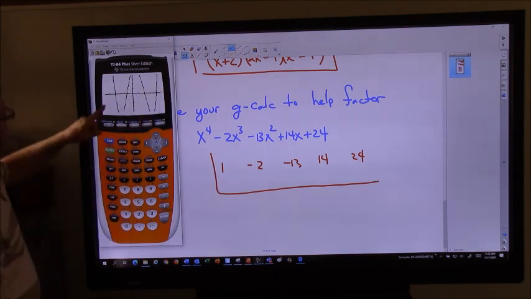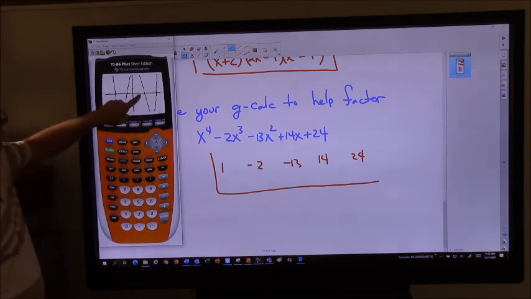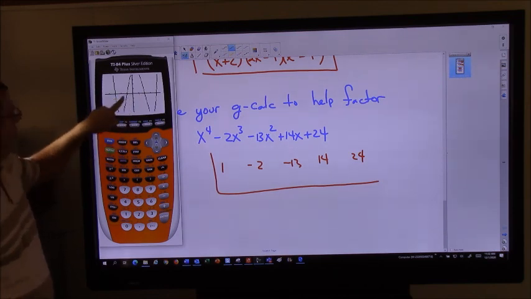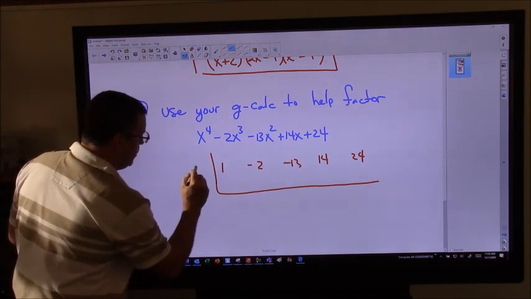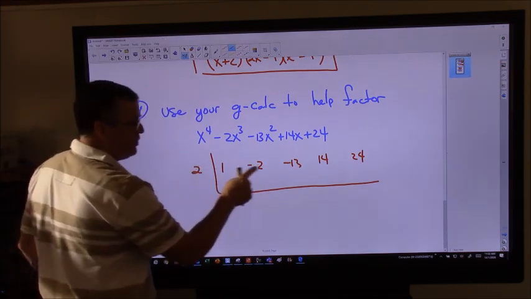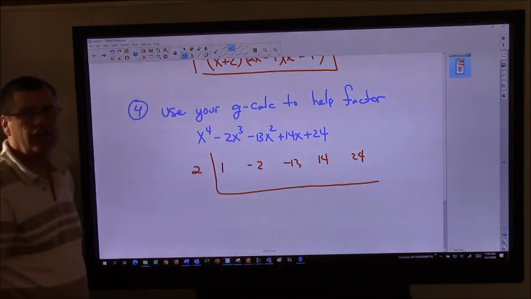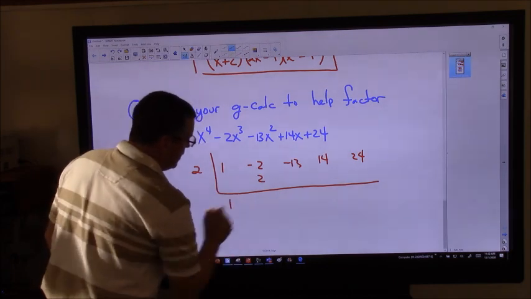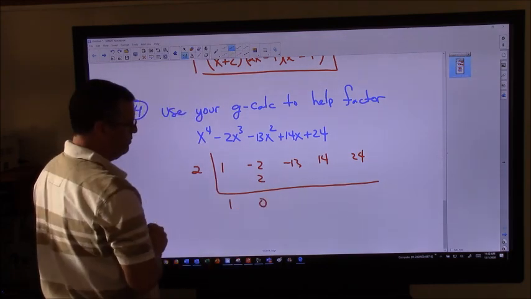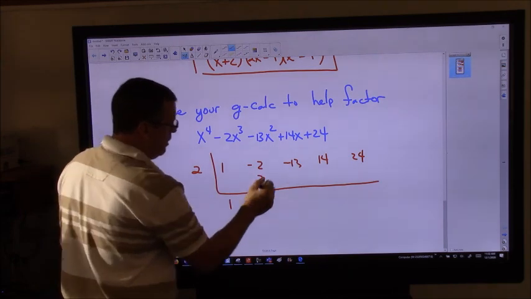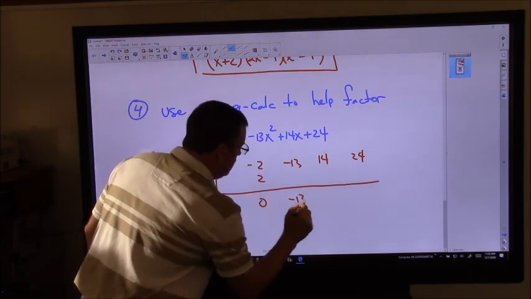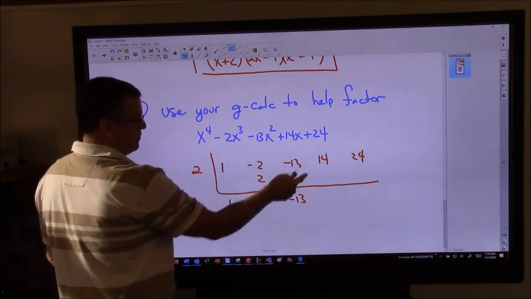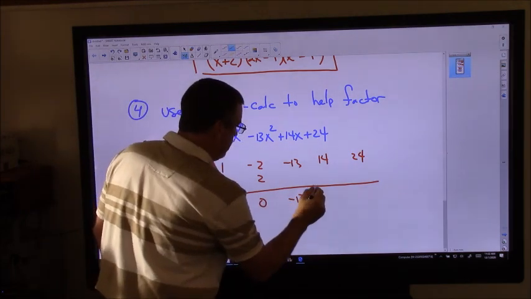So what I'm looking for is, where does it cross the x-axis? Looks like it's crossing at 2. Right? That's the point (2, 0). So I should be able to put in a 2 here, do synthetic division, and get 0 at the end. I'll bring my 1 straight down, multiply, I get 2, add those, you get 0. I'll then multiply, I get 0, add it to this, I get -13. Multiply here, you get -26. Plus 14, that would be -12.